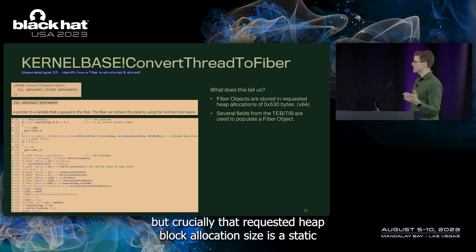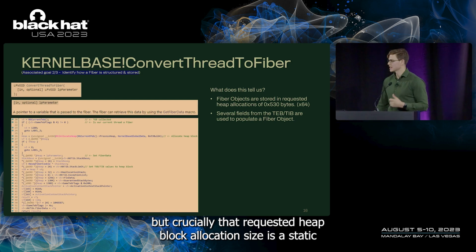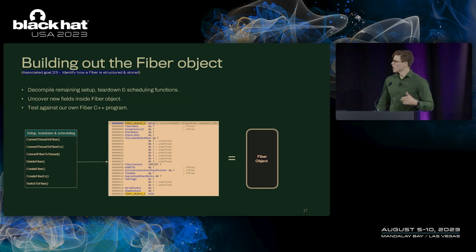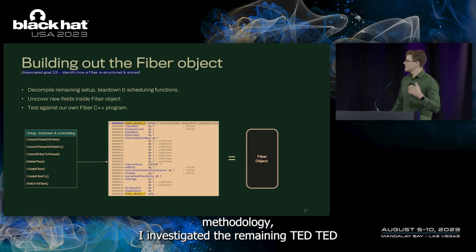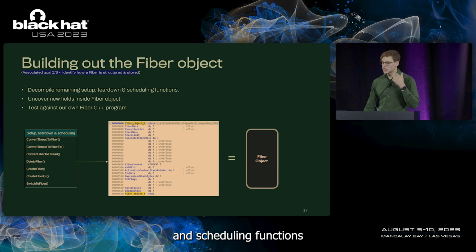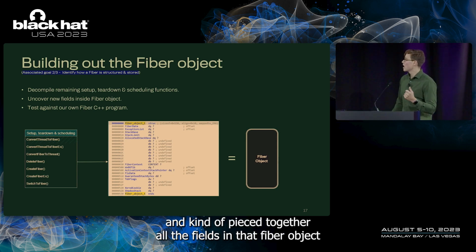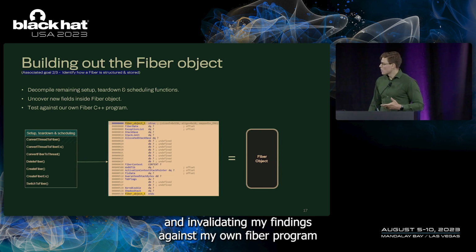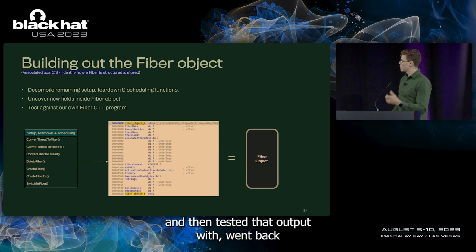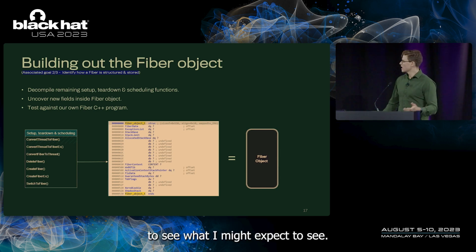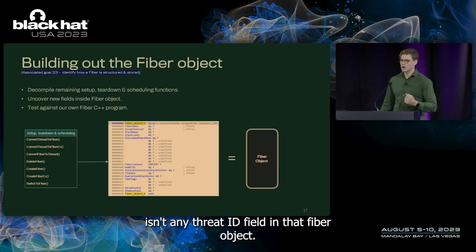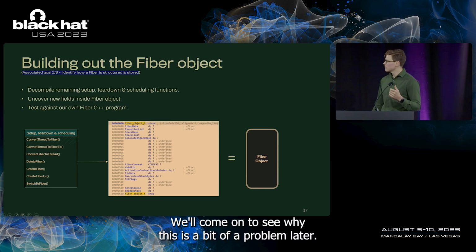But crucially, that requested heap block allocation size is a static 530 hexadecimal bytes on 64-bit systems. So using a similar methodology, I investigated the remaining teardown and scheduling functions and pieced together all the fields in that fiber object. I then validated my findings against my own fiber program and then tested that output with WinDbg to see what I might expect to see. An interesting point worth noting, though, is there actually isn't any thread ID field in that fiber object, and we'll come on to see why this is a bit of a problem later.